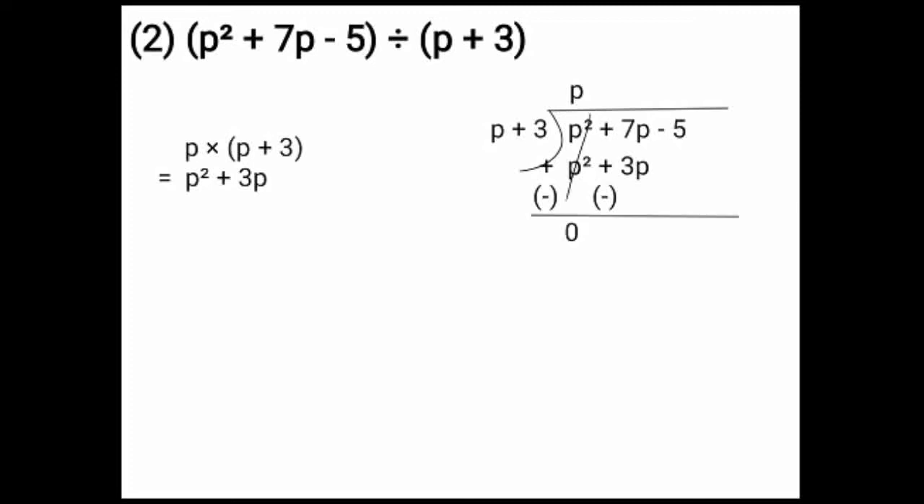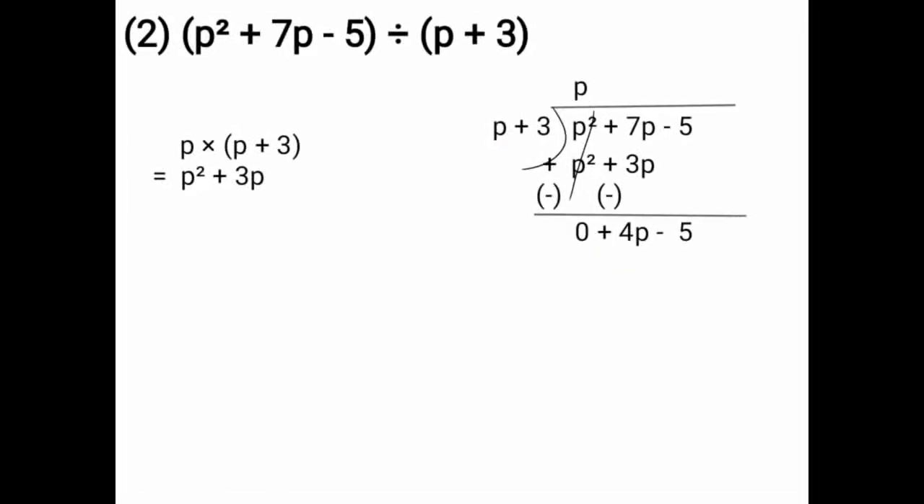Now 7p minus 3p you have to subtract. How much are we getting? 4p. So plus 4p. Minus 5 you have to bring down now. Now you have to divide 4p by p.